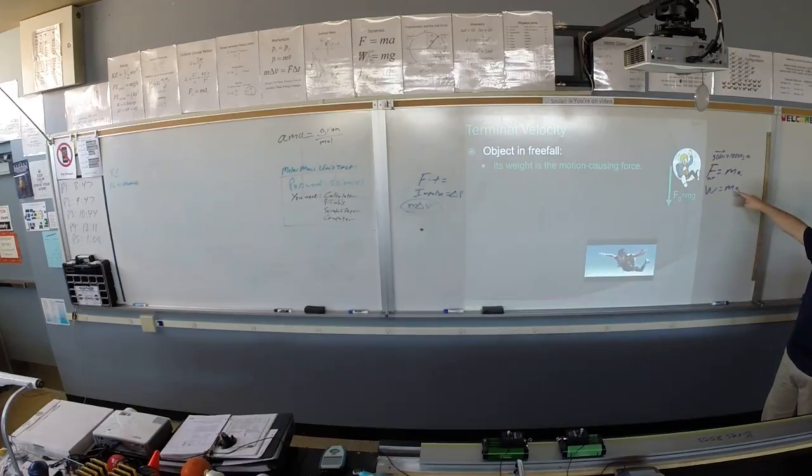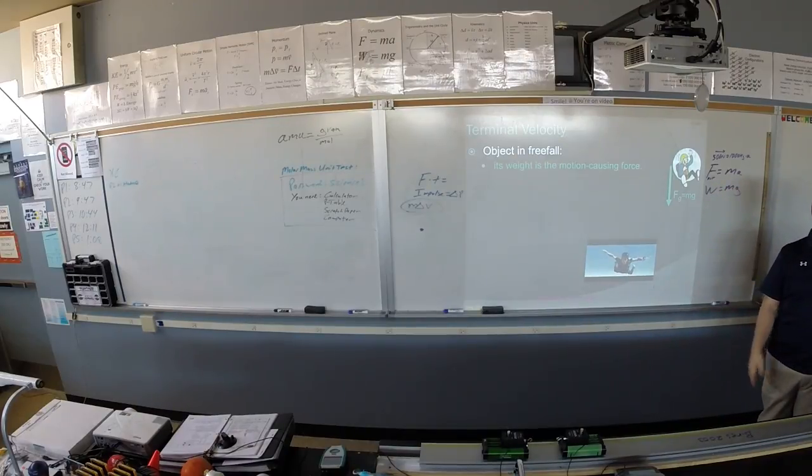Set them equal to each other, and when force net equals the weight, and the m's cancel out, a equals g. Do I need to do that, or can you do that in your head?